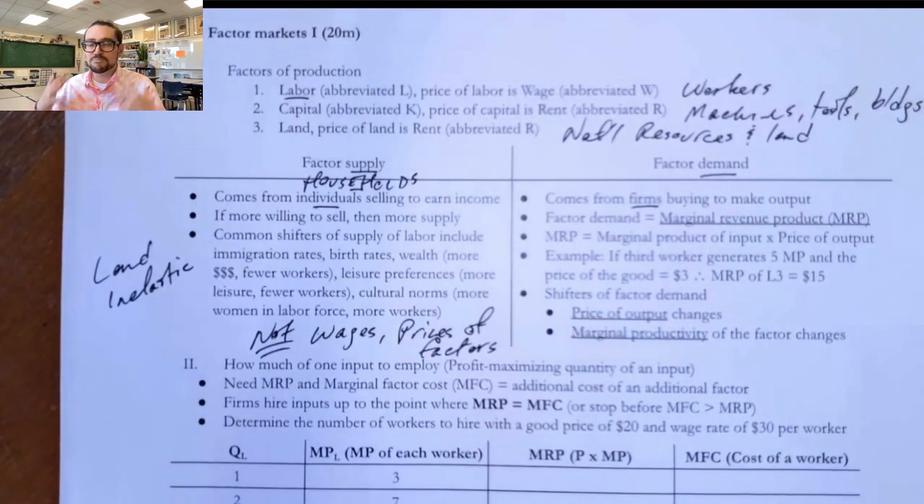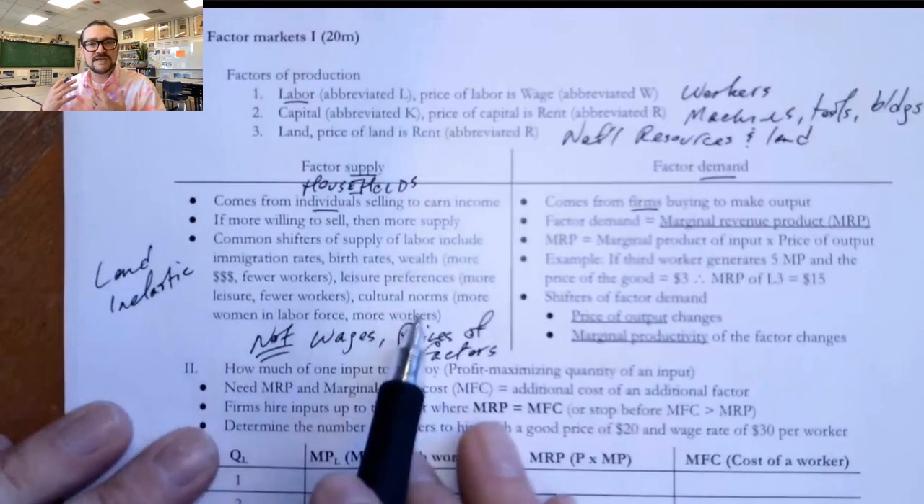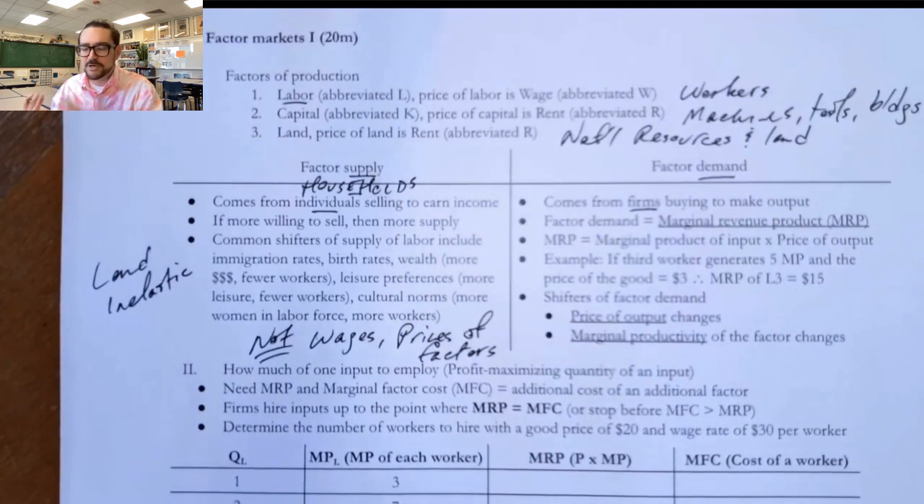So for example, if there's a boom in the stock market or house prices are booming, you might actually see fewer people willing to supply their labor in the labor market. Cultural norms can also affect people's willingness to supply labor in the labor market. In many countries around the world today, and in the past in the United States, it was considered culturally unacceptable for women to work outside the home.